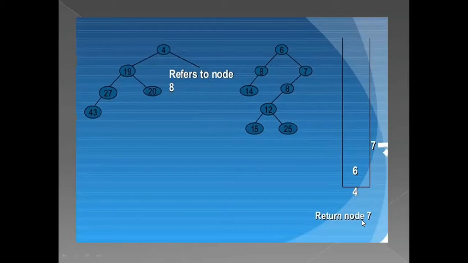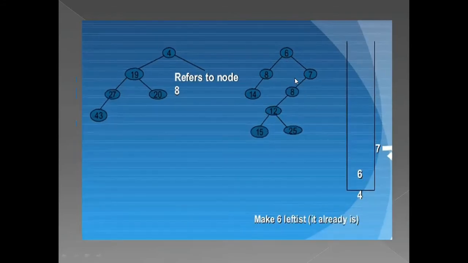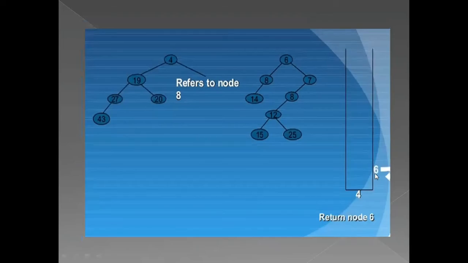Now we have to do the same process that we did with node 8. Make 7 the right child of 6. Here we can already see that 7 is the right child of 6, so we have to do nothing there. And what is the next step? We have to make 6 leftist. Here we can see that 6 is already leftist, so no changes are needed there either. Now we return node 6.